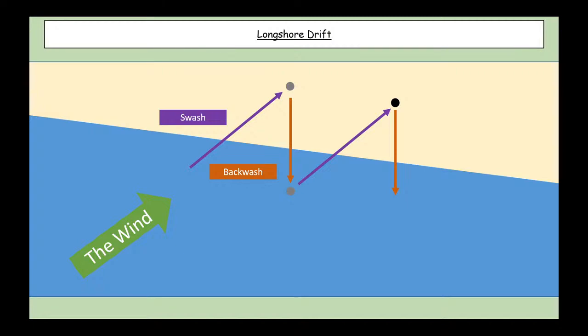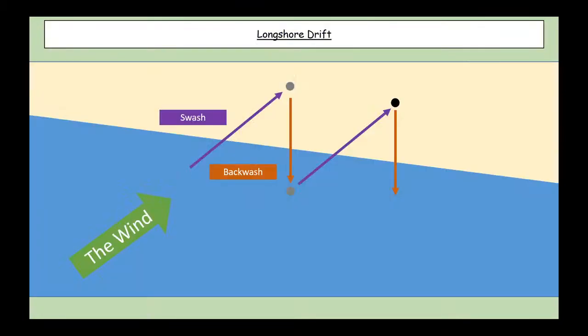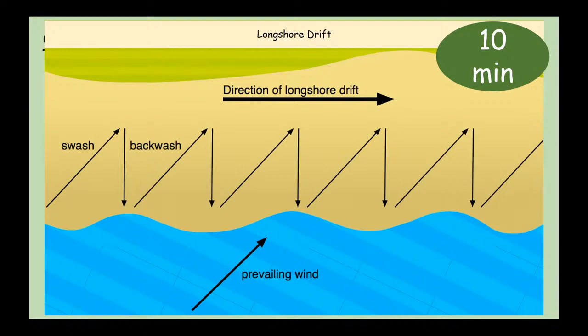What I would like you to do is to make a copy or a kind of summary of this information. Now we've got two diagrams here. There's the one that I've explained, and there's this one here that I found on the internet somewhere. They're both quite good diagrams, and they both do have the key features of the labels of the swash, the backwash, and the prevailing wind as well.